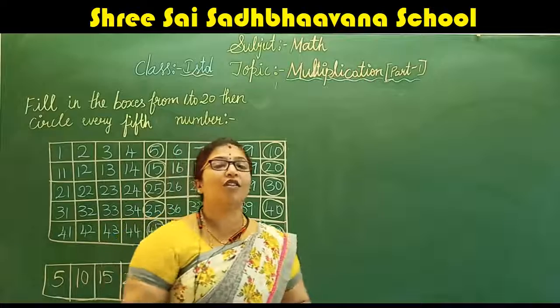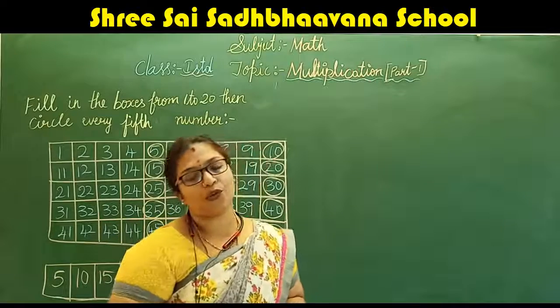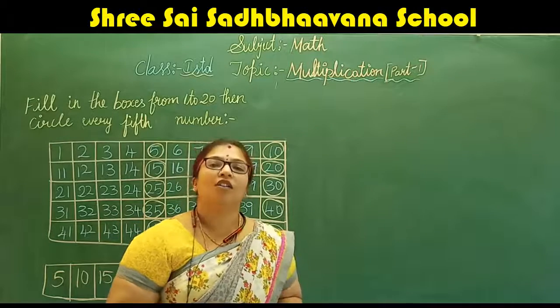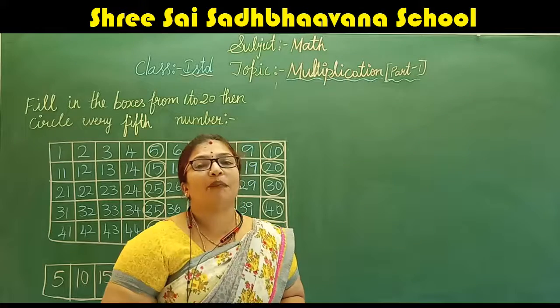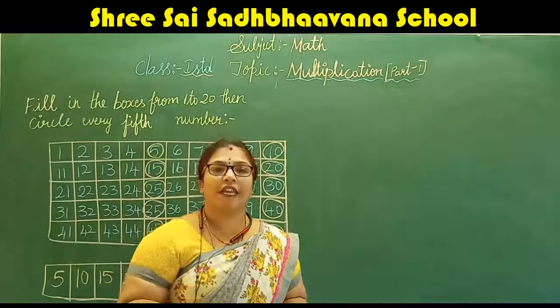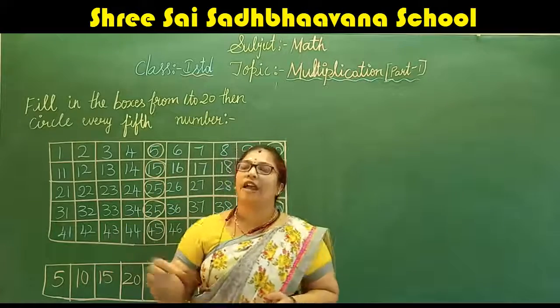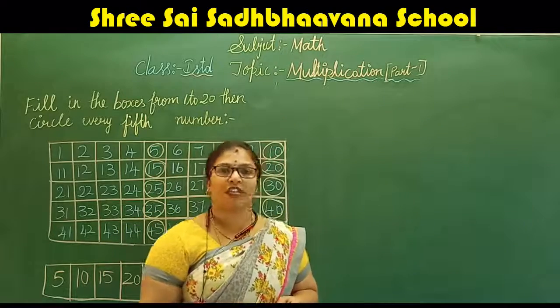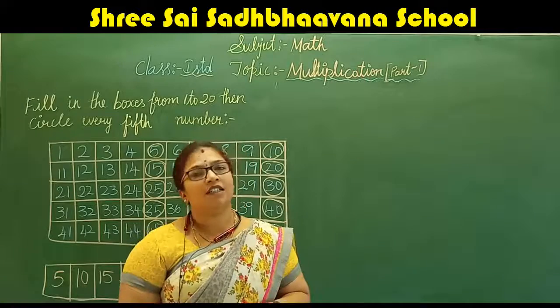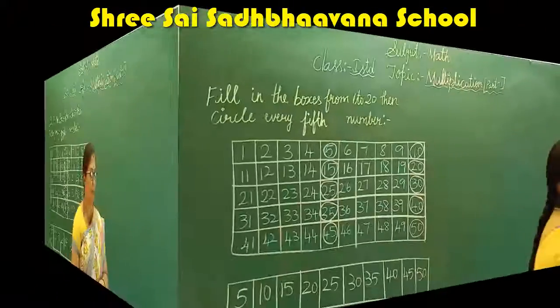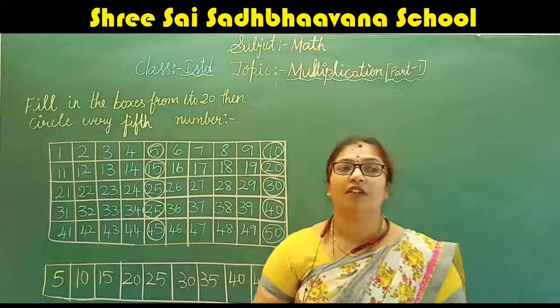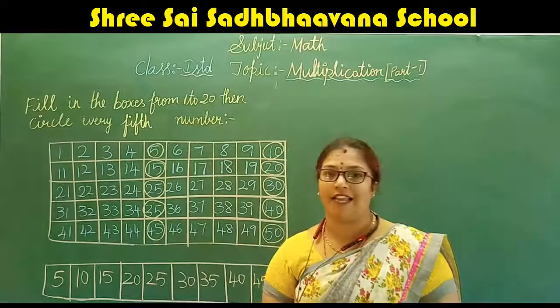So I hope you understood. First we did skip counting in 2s. Second we did skip counting in 3s, and this is skip counting in 5s. Right? Shall we move to the next? So next they have given you skip counting in 10s.